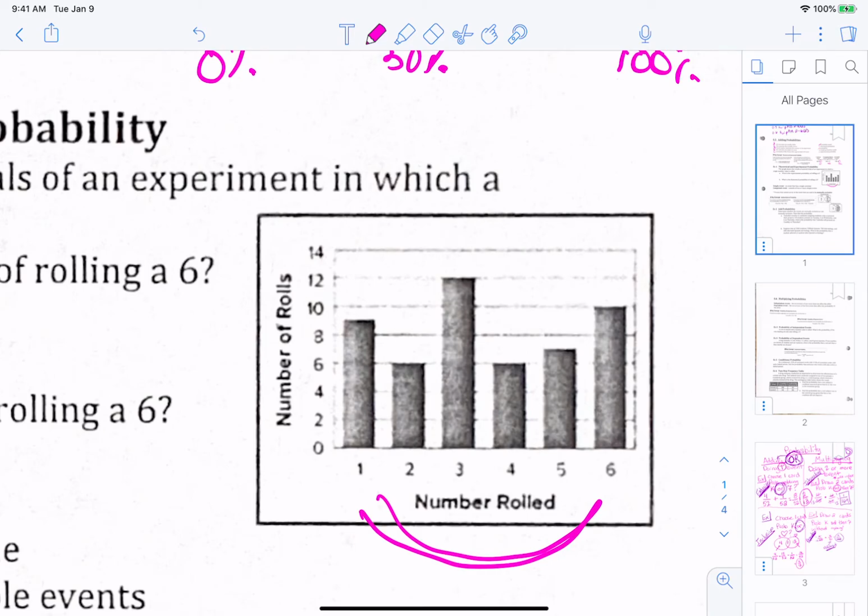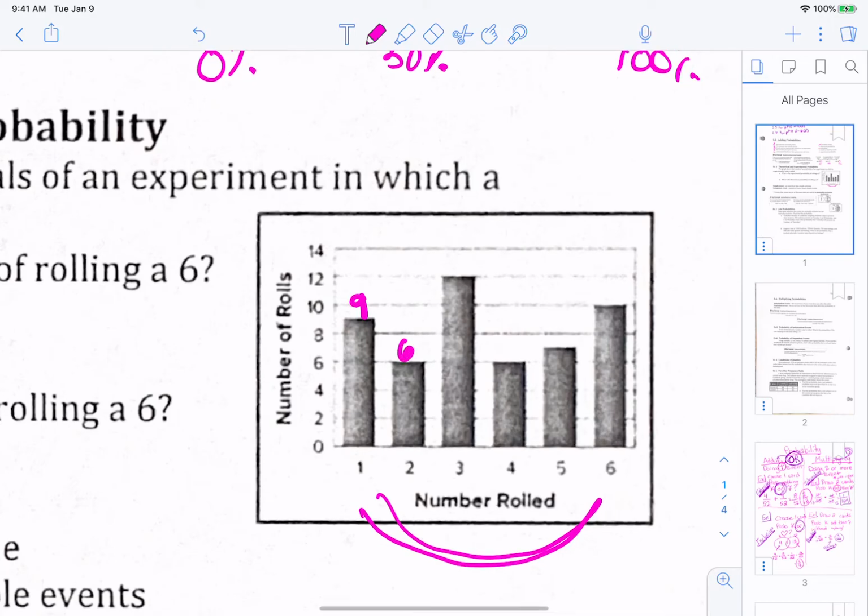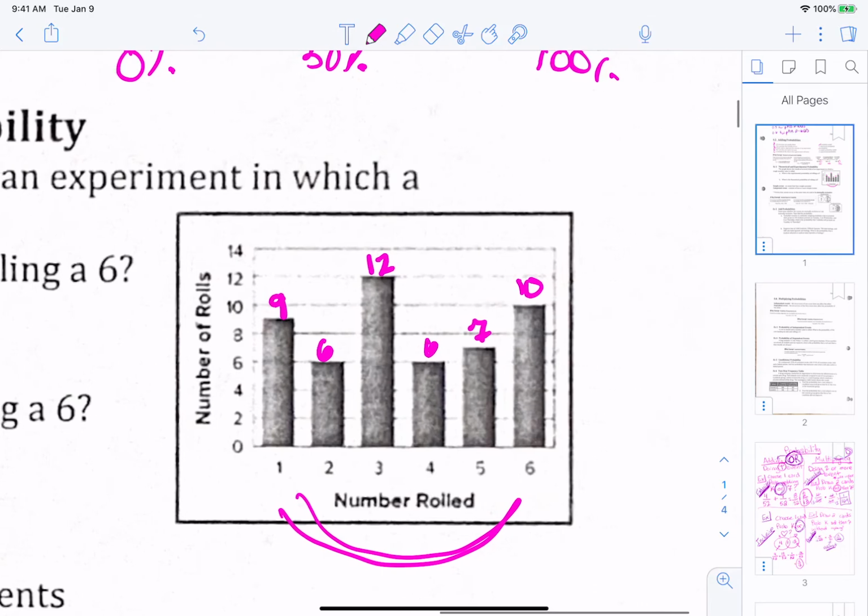So the number, the 1 on the dice, how many times did I roll a 1? Can you tell? 9 times. How many times did I roll a 2? 6 and a 3? 12 and a 4? 6 and a 5? 7 and a 6? 10. So how many times altogether did I roll the dice?